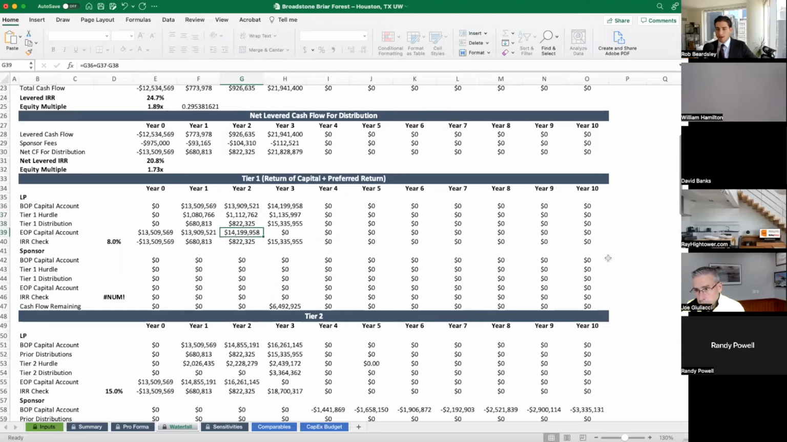We carry over the end of period capital account. It becomes the beginning of period capital account in year three. And again, we add an 8% preferred return on the capital account. So our preferred return of 8% on a dollar basis is growing each and every year, right? Started at $1,080,000, now to $1,112,000 to $1,135,000. So that's the compounding nature.